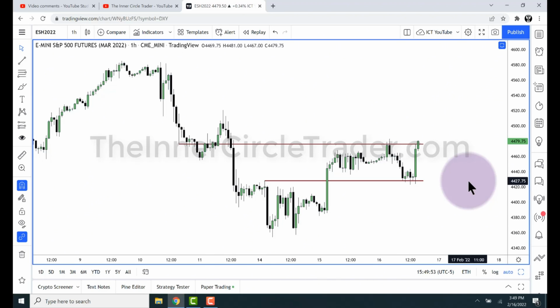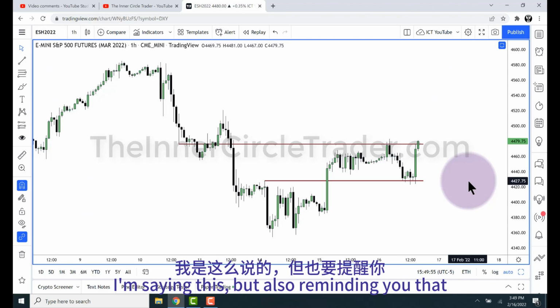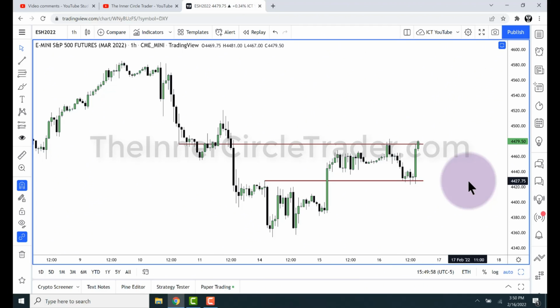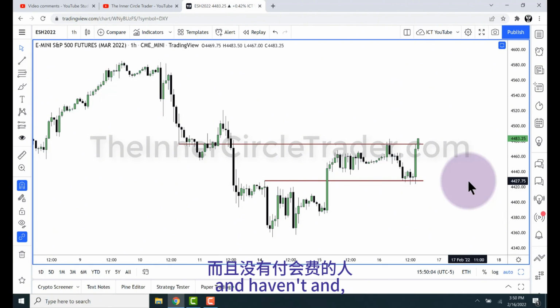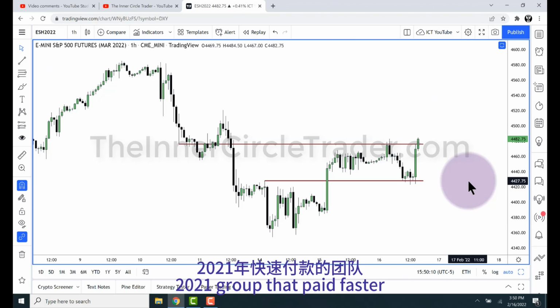So I'm saying this, but also reminding you that if you're hearing this, you're a charter member, because we put the people out that should have made their charter payment and haven't, or they were for the accelerated portion of the 2021 group that paid faster than they should have.